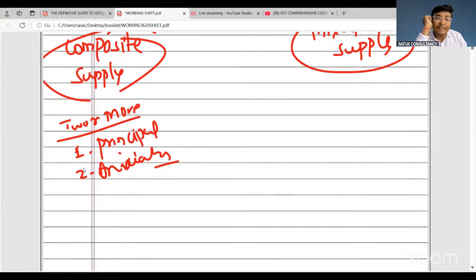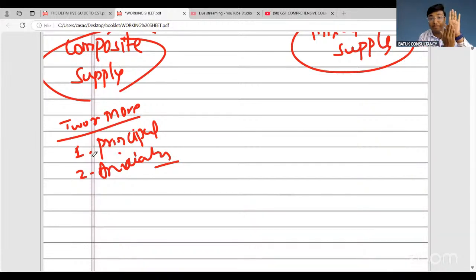So in that case, principal supply is a specific supply which is the core component of that particular supply, and the ancillary supply is the supply which has been provided in conjunction with that principal supply. Just for an example, mobile and charger.